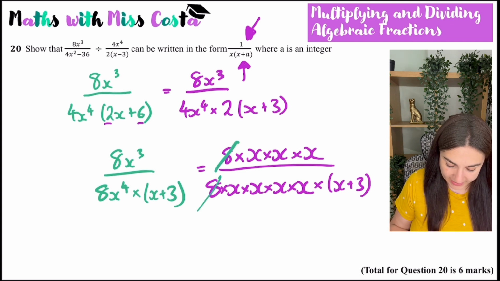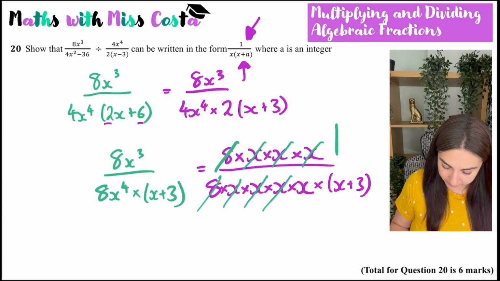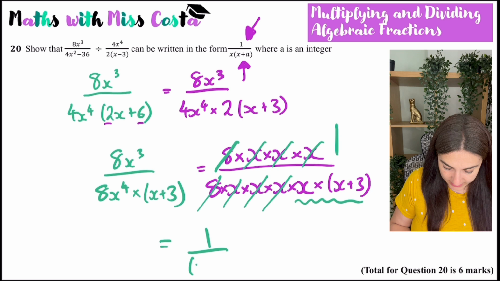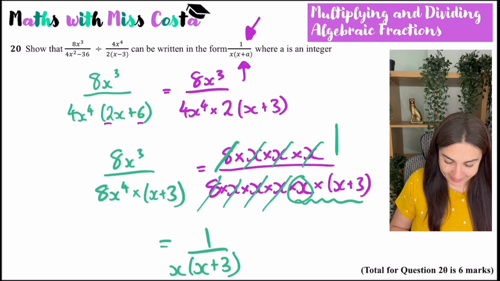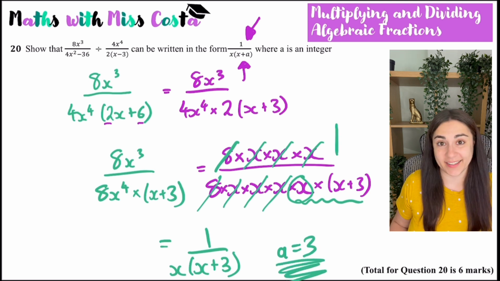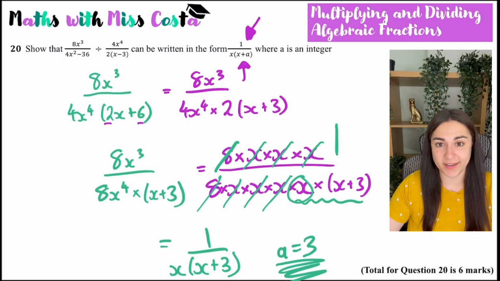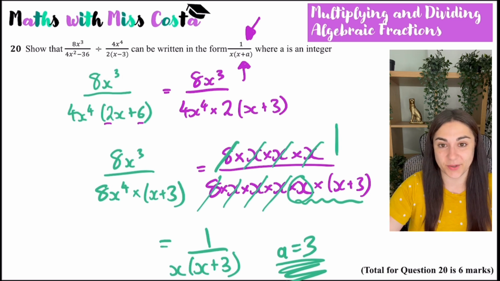Well, 8 divided by 8 is 1, x divided by x, x divided by x, x divided by x. So the whole of the top cancels out to just 1. And on the denominator, you are left with x plus 3 and 1x on the outside. And there we have it. They haven't asked you what a is, but if they did, you would say that a is 3. So hopefully that helped a little bit. And the key is just keep going with the question and see where it takes you.